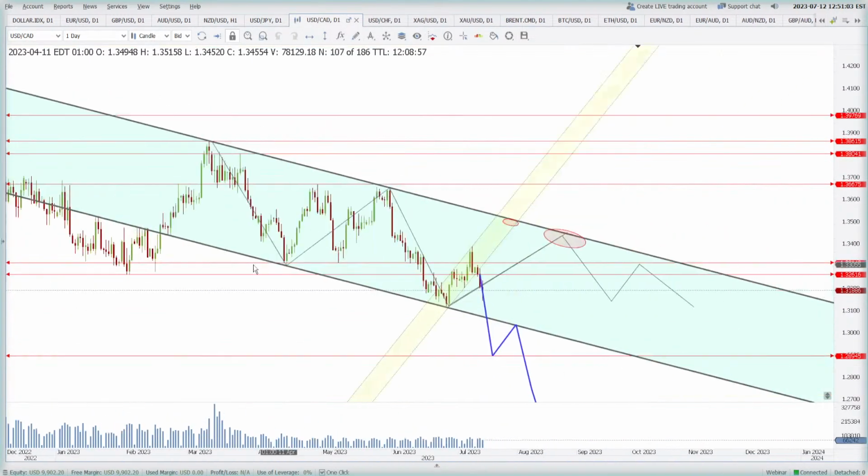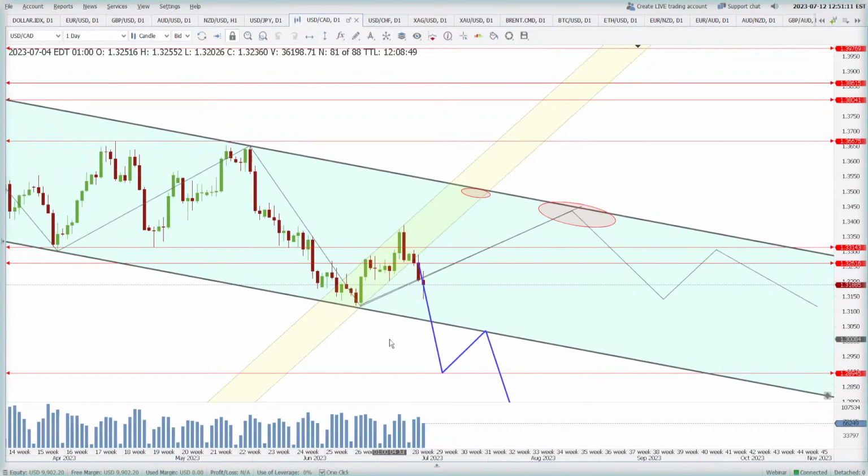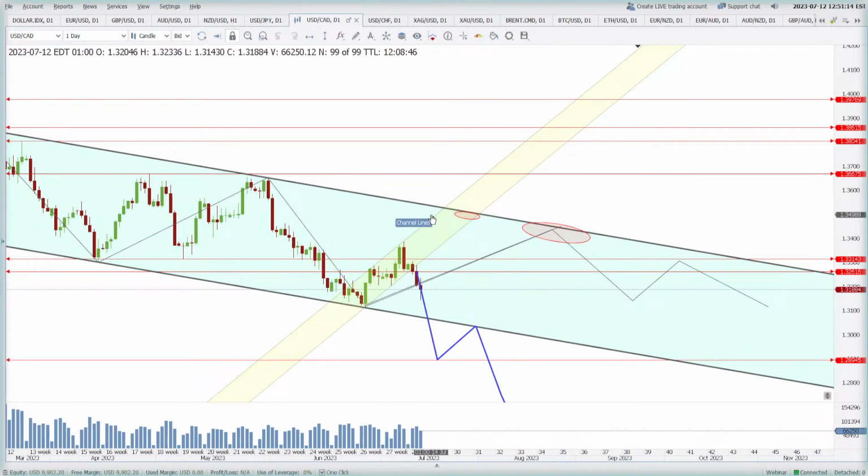USD CAD, just like any other pair, is also going down because the US dollar is losing in the longer run against other currencies, and this counter trending channel has been broken. So now the next level is 1.2894, which is the horizontal level.